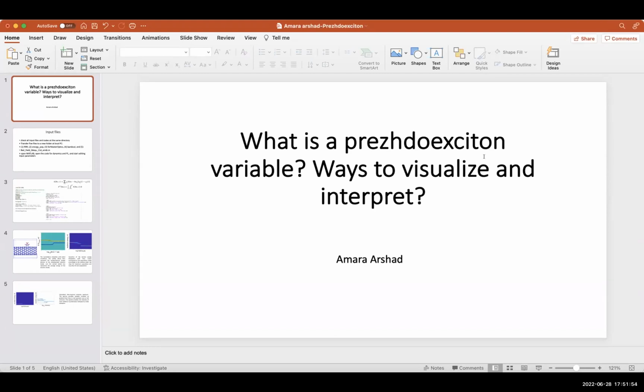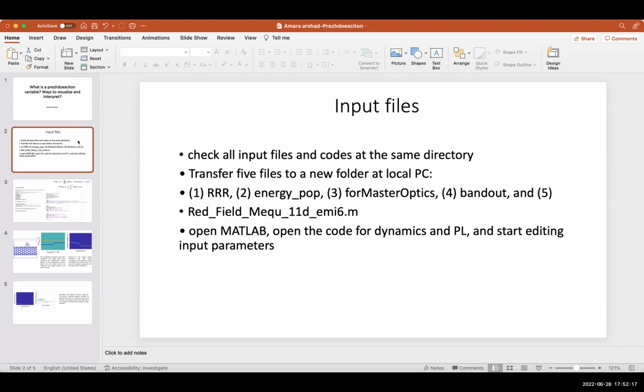So hello everyone. I think everything is explained by the Professor before, so I will explain the same thing. The most important thing is that in this case we study the dynamic of the exciton, that is the electron hole pair, and we need all the input files that we used in the previous meeting. And here is the summary of those input files, and there are 5 input files: the RRR file, energy pop file, master optic file, band out file, and the MATLAB code.